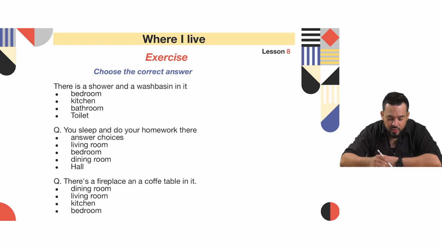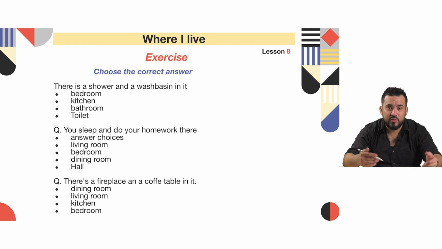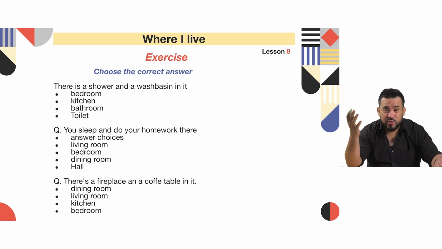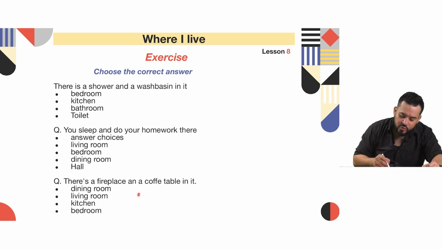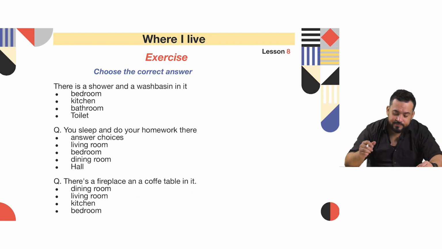Next question. There is a fireplace and a coffee table. Which room has a fireplace and a coffee table? Is it the dining room? No, dining room is where you normally eat. It's got a big table and chairs. This is where you put the food and eat. Living room? Yep, that is correct. It's in the living room. That is where you watch TV. Not eat. That's where you have the fireplace, and that is where you have your coffee table. We said you put the coffee table right in front of the sofa.